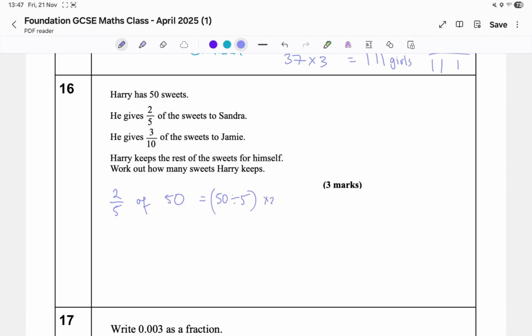Times by 2. 50 divided by 5 is 10. 10 times 2 is 20. That's how many sweets he gives to Sandra.